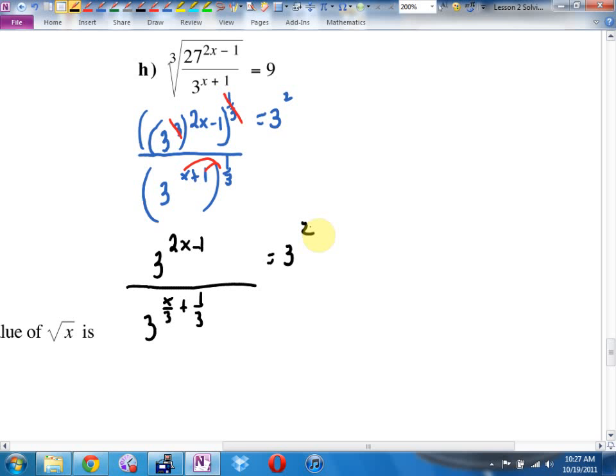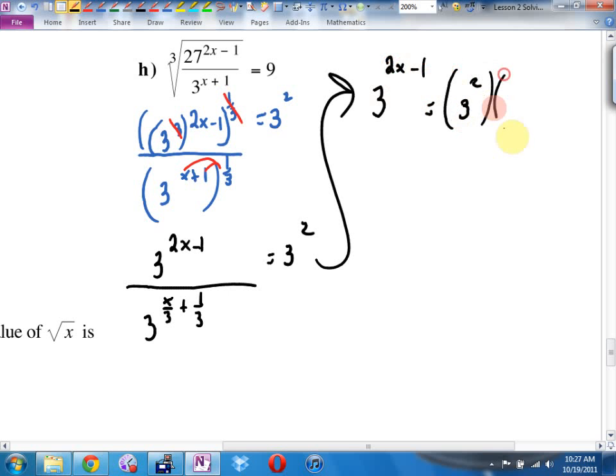Cross multiply. Is this not one fraction equals one? It's one ugly fraction, yes, but it's one fraction equals one fraction. The grade 8 trick still has to work. Cross multiply, and I'll get 3 to the 2x minus 1 equals 3 squared times 3 to the x over 3 plus a third. Still ugly, but that definitely looks better.